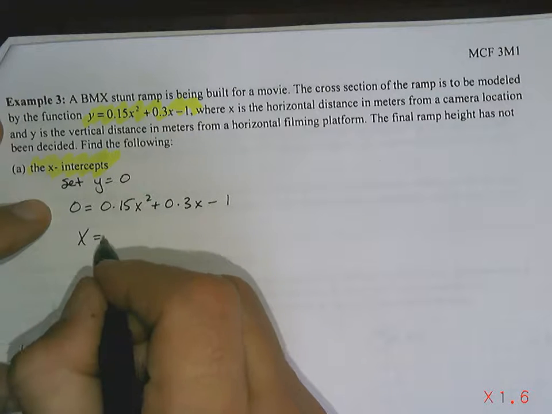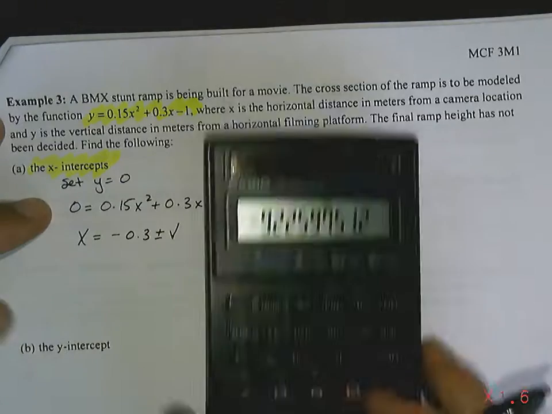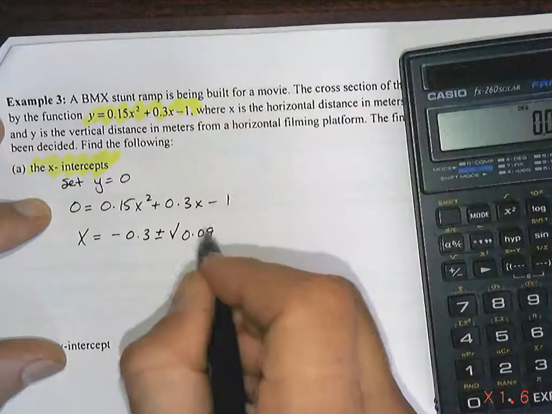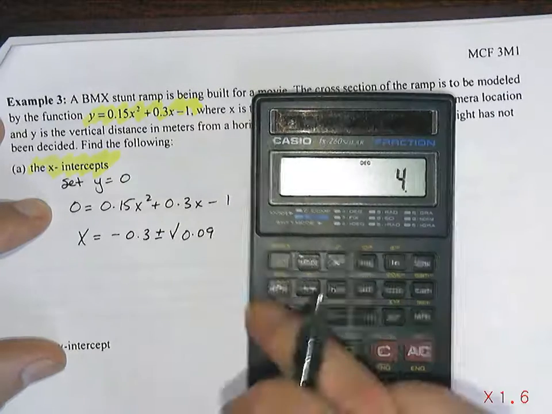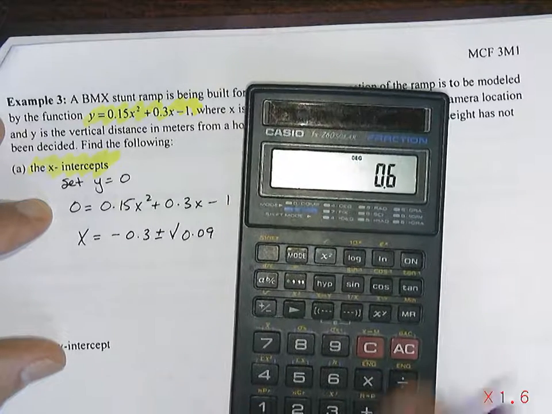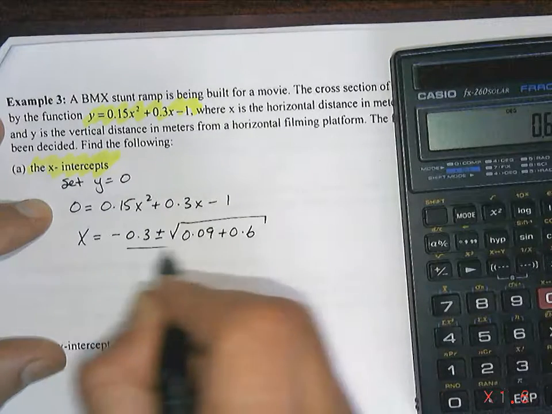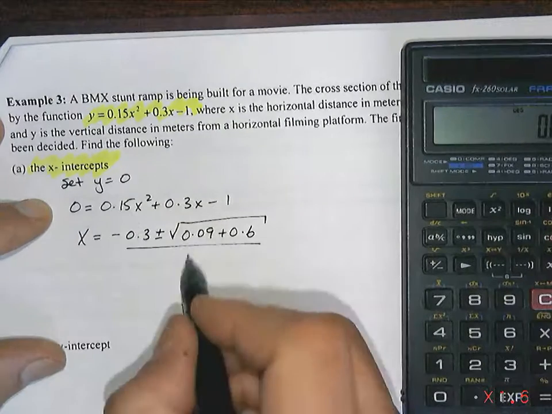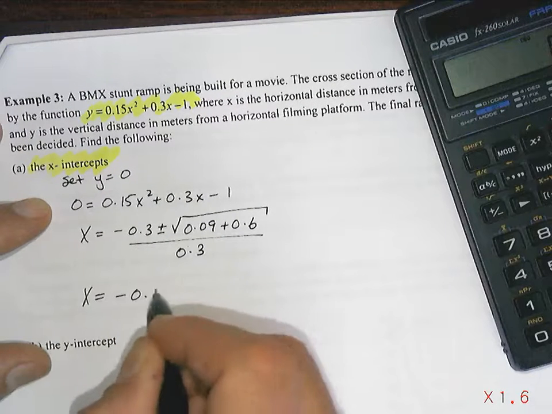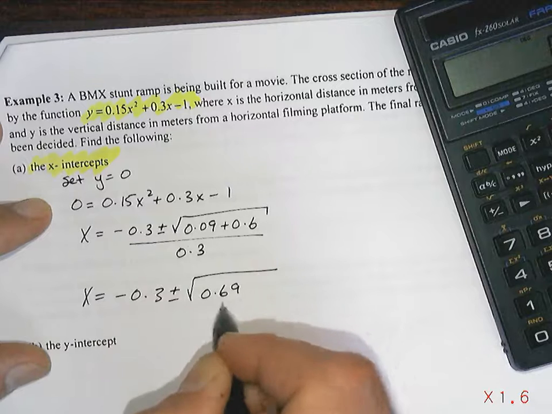So it's going to be x equals negative 0.3 plus or minus the square root of 0.3 squared, which is 0.09. And then I'm going to take 4 times negative 0.15 times negative 1, which is 0.6, all over 2 times 0.15, which is 0.3. So this is going to give us negative 0.3 plus or minus the square root of 0.69.